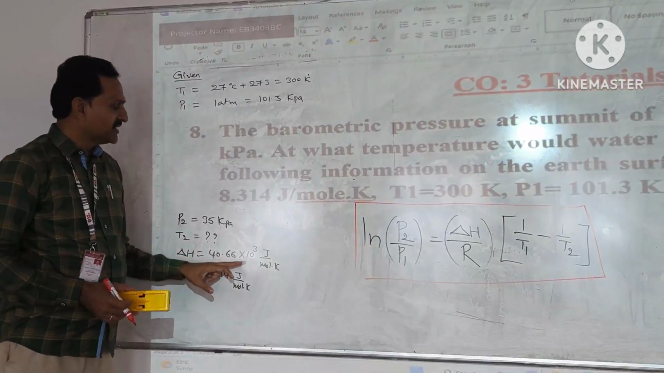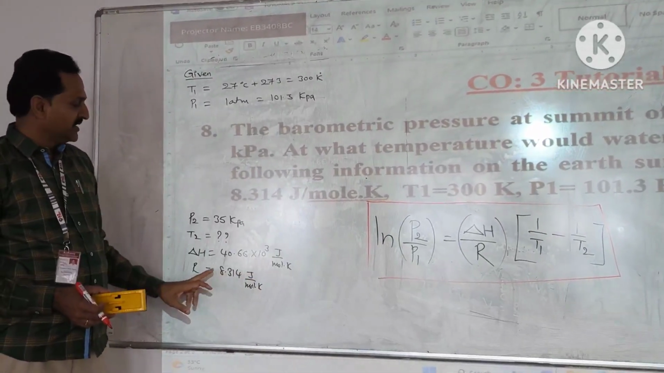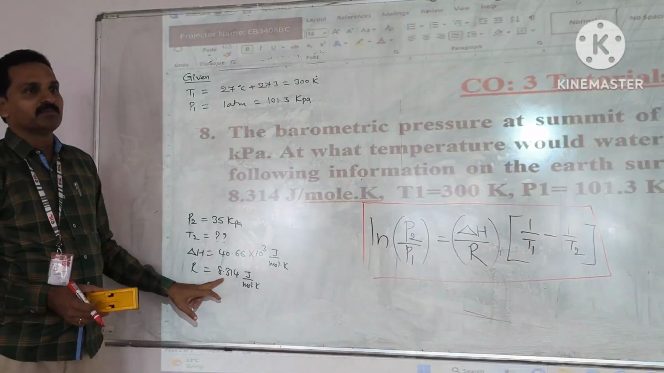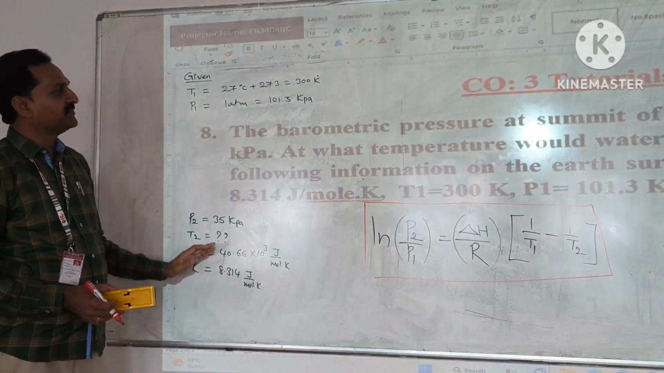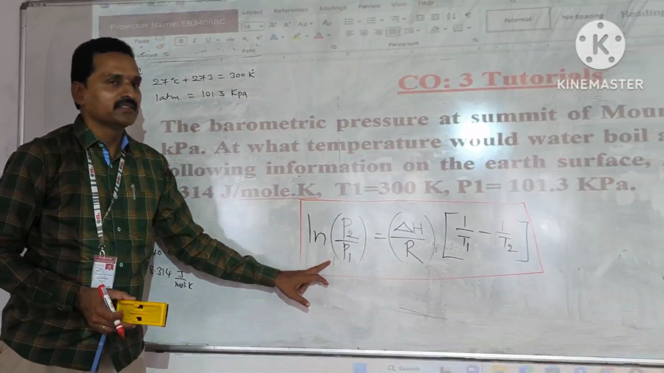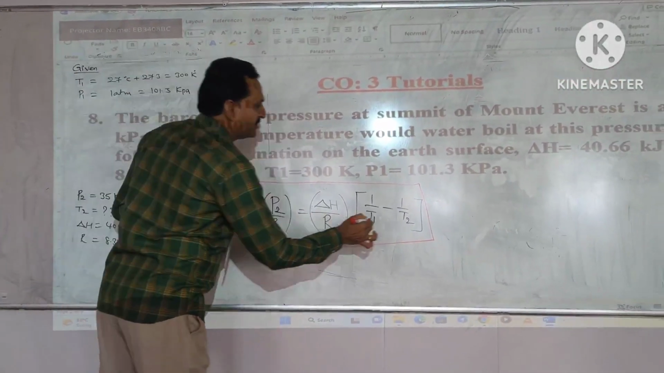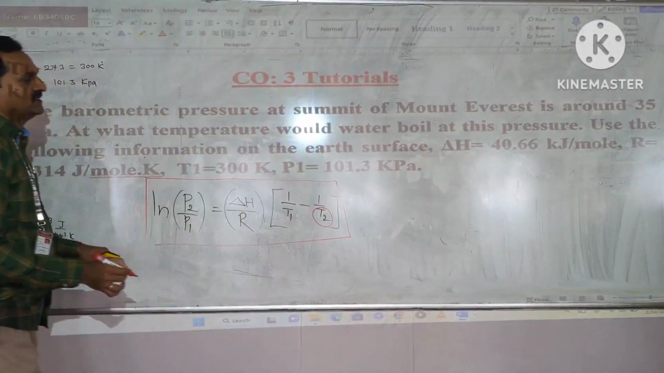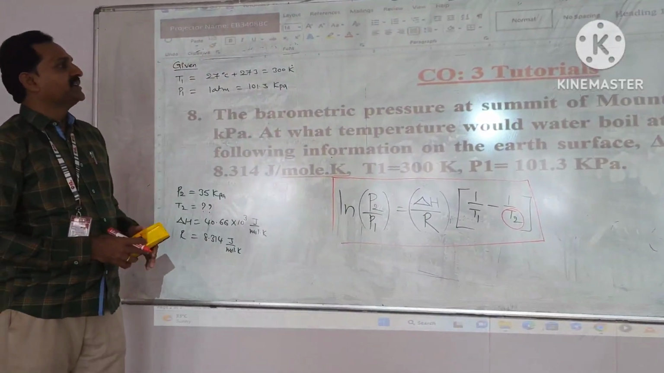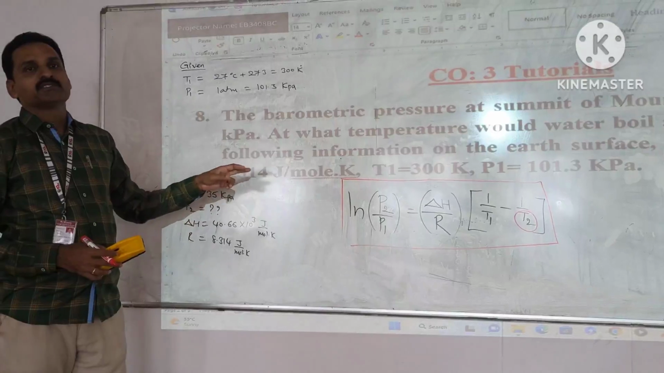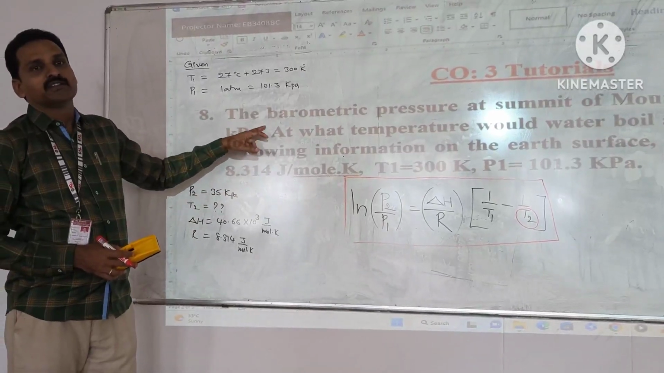ΔH value is converted into joules per mole. R value is the gas constant, 8.314 joules per mole Kelvin. Just substitute all the values in the given Clapeyron equation and determine the T2 value. So T2 is the temperature where water boils at Mount Everest.